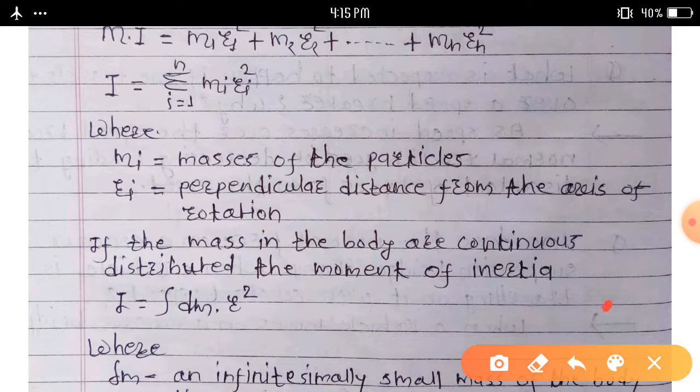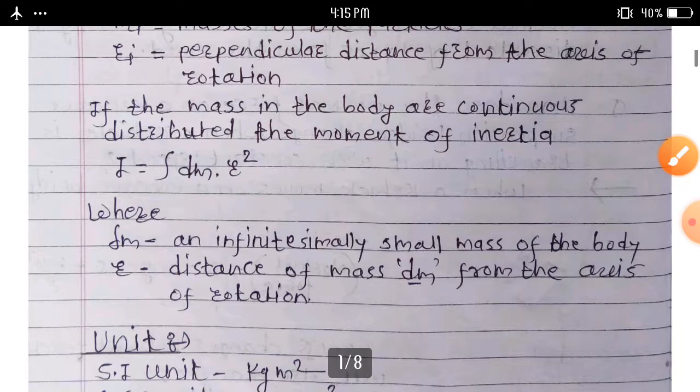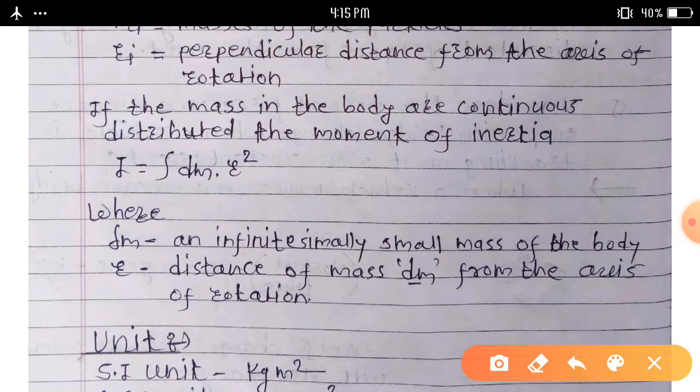Here, if the mass in the body is continuously distributed, the moment of inertia is given by I is equal to the integration of delta m into r square. Here delta m is an infinitesimally small mass of the body and r is the distance of the mass delta m from the axis of rotation.